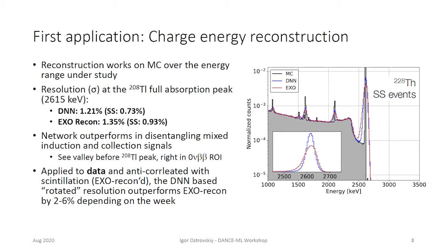This creates a lot of trouble for our traditional reconstruction. And the network actually learned to do that and to disentangle the contribution of induced charge and actual collection charge. And here you can see that it reduced the resolution and also the leakage of those events from the full absorption peak, right in the region of interest where we search for neutrinoless double beta decay. So that's already an immediate improvement to the physics reach because you reduce the contamination of the region of interest.